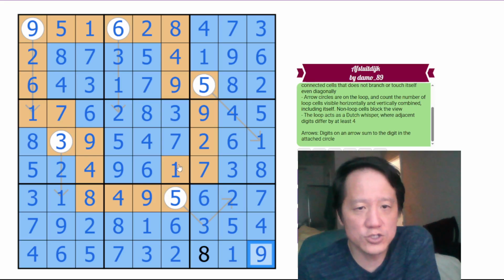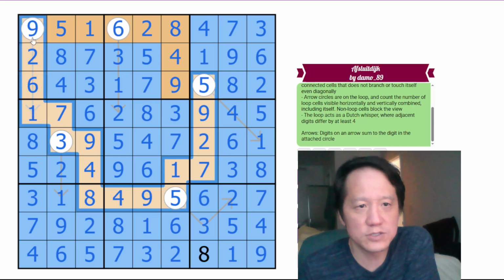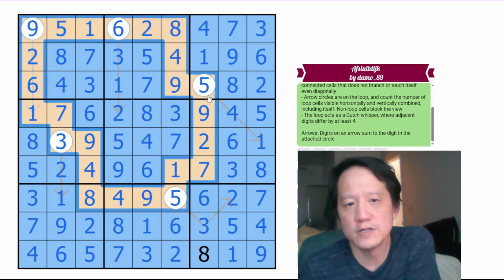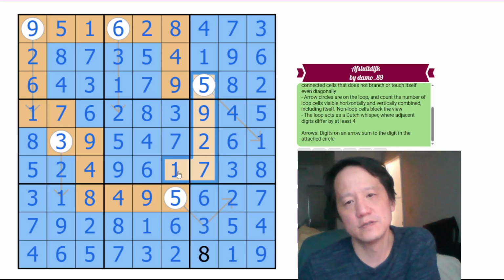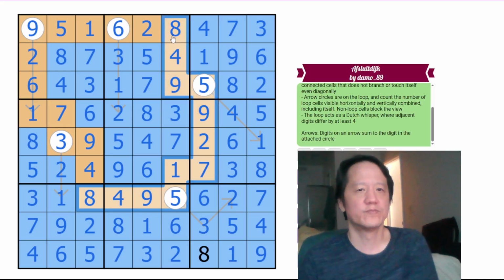And that's the solution. Pretty interesting, actually. The use of the Dutch whisper lines, or loop, was interesting mixed with the circles saying how many digits on the loop it sees.